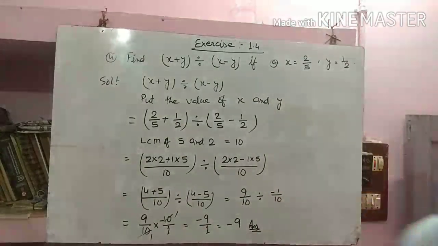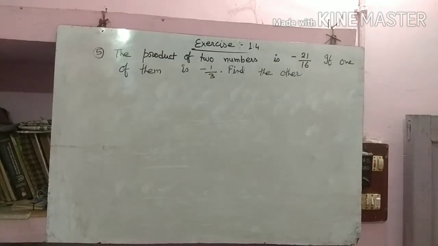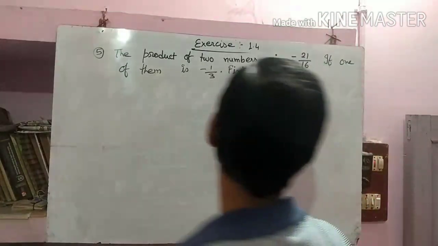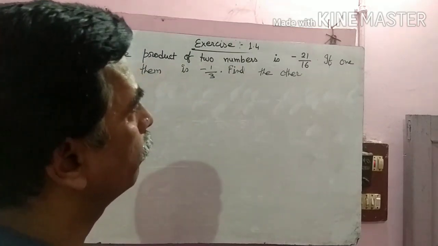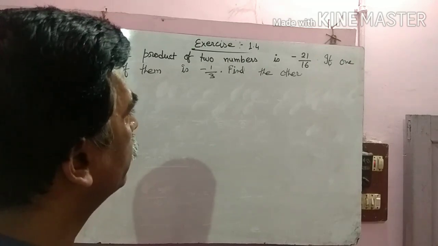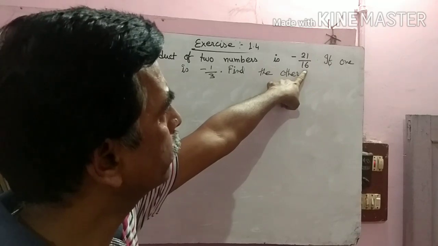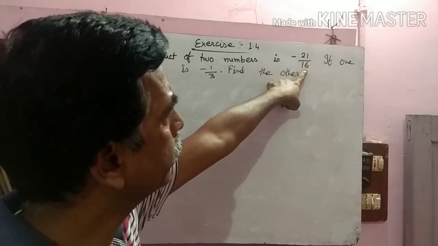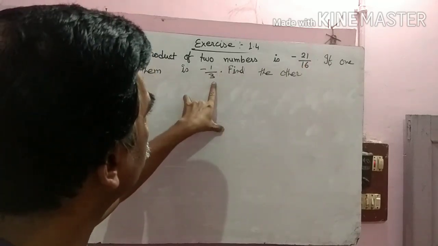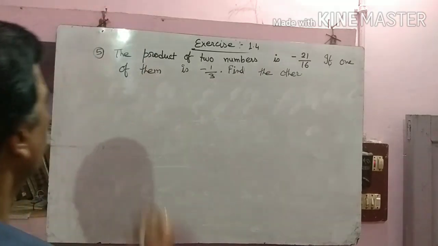Okay. So write this one also. Look here, it's question number 5. Find the product of two numbers is minus 21 by 16. If one of them is minus 1 by 3, find the other. As the result is given, the product of two numbers is given as minus 21 by 16, and one of those two numbers is minus 1 by 3. So we have to find the other one.